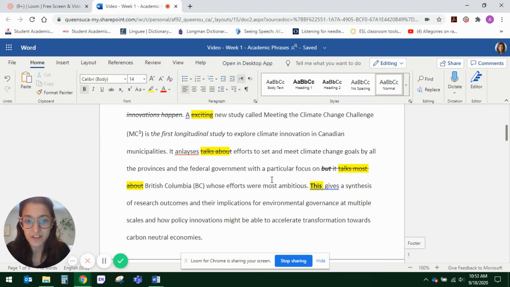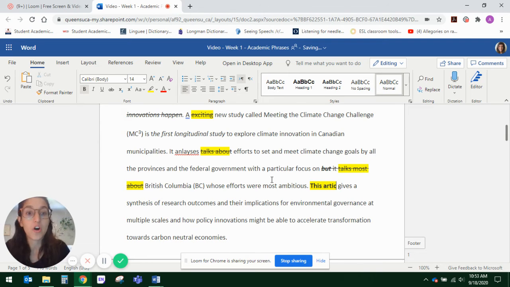So I'm going to clarify that by saying "this article gives a synthesis of research." Remember, this is the introductory paragraph, or really the abstract to my overall paper. So this is the part where I'm telling my reader what I've written and why they should be interested in it. So now it says, "This article gives a synthesis of research outcomes and their implications for environmental governance at multiple scales, and how policy innovations might be able to accelerate transformation towards carbon neutral economies."